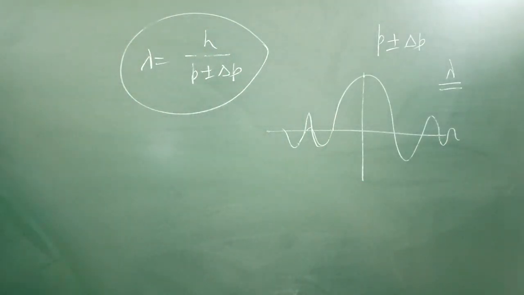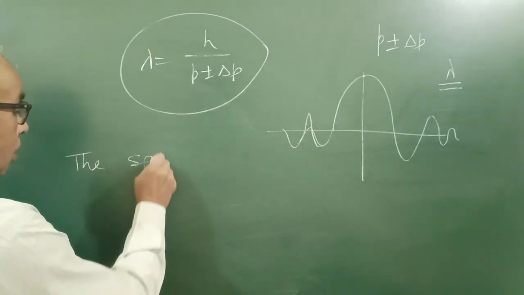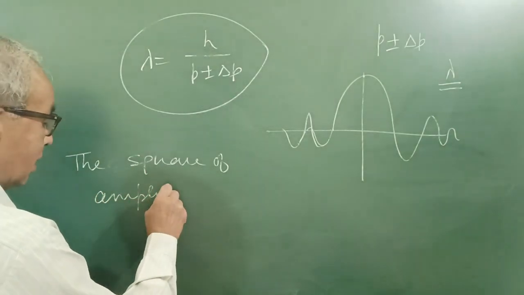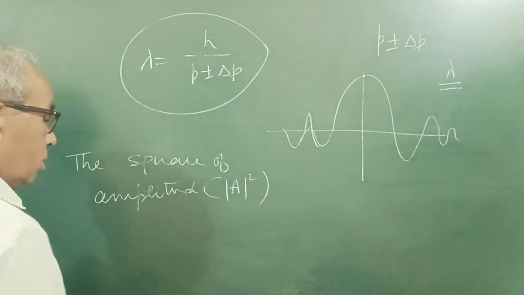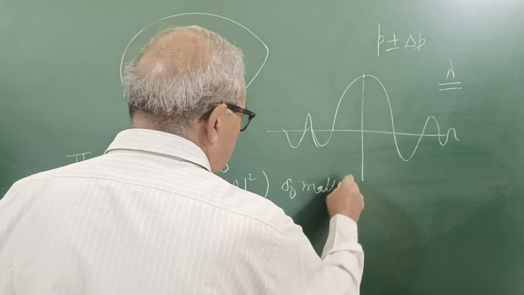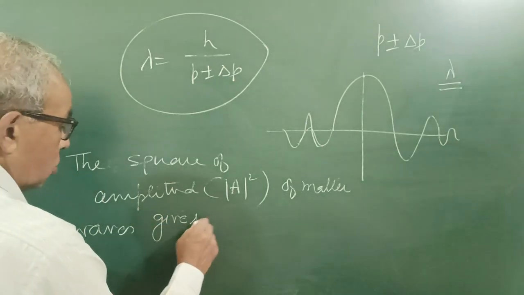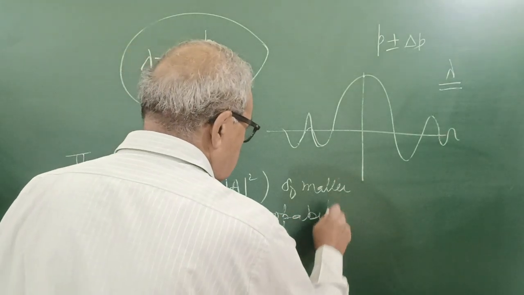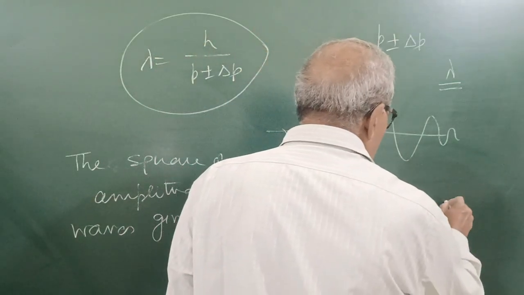And the square of the amplitude, इनके A स्क्वायर, of matter waves gives the probability of finding a particle.